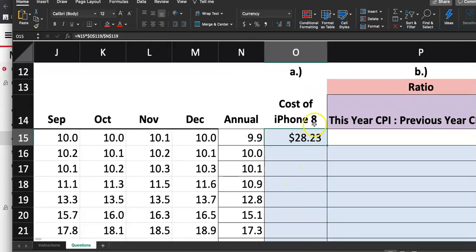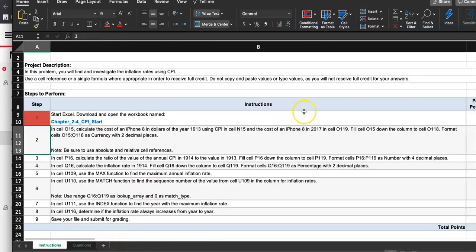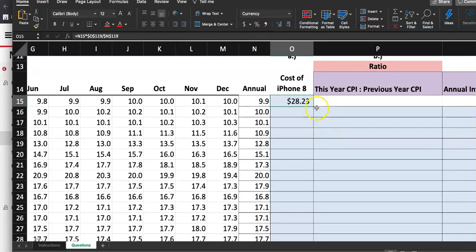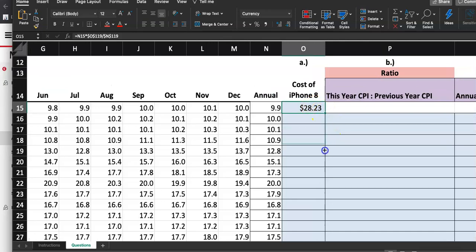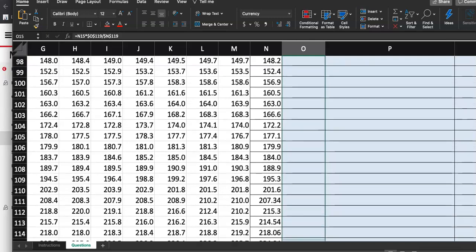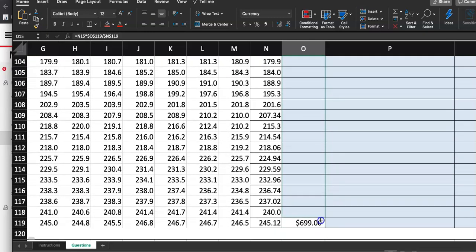But by the way, before I copy this down, let me just make sure that the formatting is correct. What was the format? They wanted you to format this as currency with 2 decimal places. It is set as currency with 2 decimal places, so I'm happy with it. But let me go ahead and copy this down. It's a big table. Keep on going down, all the way down. But don't go over to 699. You want to go right above 699 and let go when you are at O118.